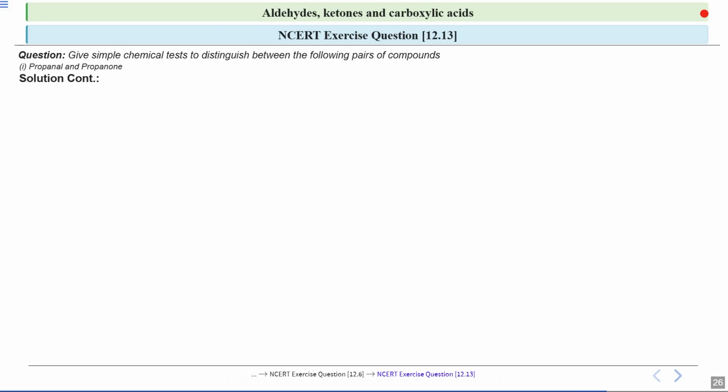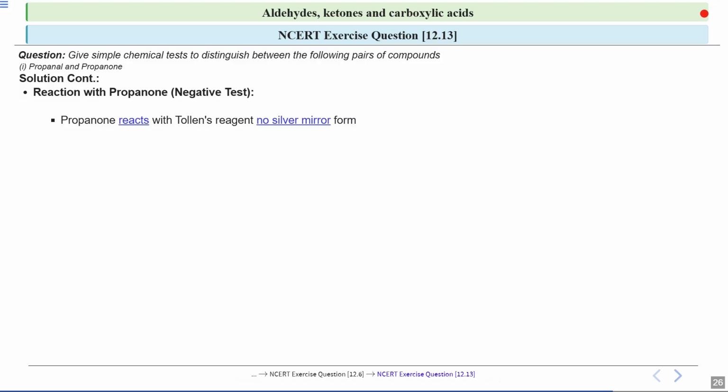Next, we will see the reaction with propanone. Propanone is a ketone. As I told you, ketones usually don't give this test. When we add Tollens reagent to propanone, there is no formation of a silver mirror. This is a key observation, that a silver mirror is a classic sign of an aldehyde. The solution remains clear, which means no visible reaction has taken place. This confirms that propanone does not react with Tollens reagent, unlike aldehydes.